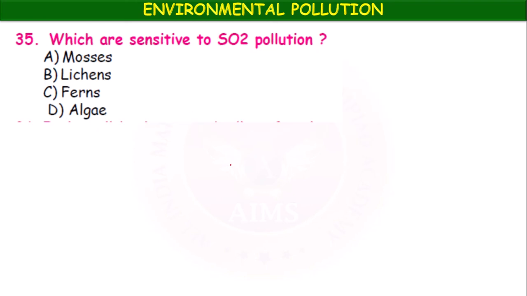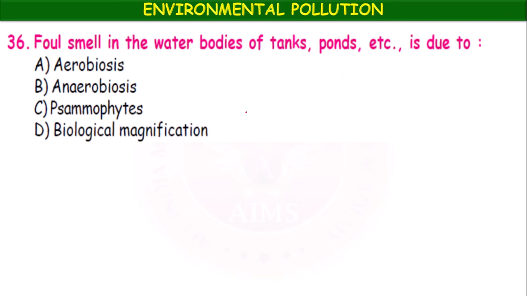Which are sensitive to sulfur dioxide pollution? Mosses, lichens, ferns, algae. It is the lichens which are sensitive to sulfur dioxide. Foul smell in the water bodies of tanks, ponds, etc. is due to aerobiosis, anaerobiosis, sciophytes, biological magnification. It is anaerobiosis, means without oxygen.